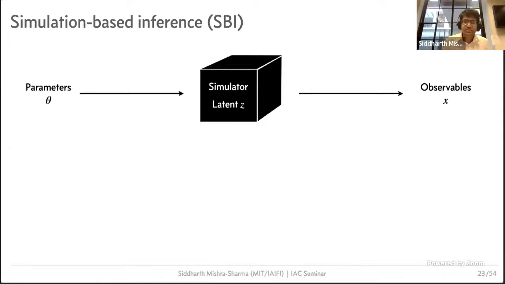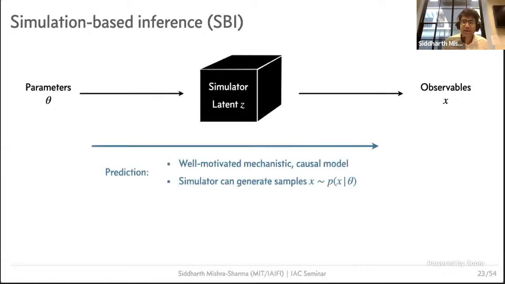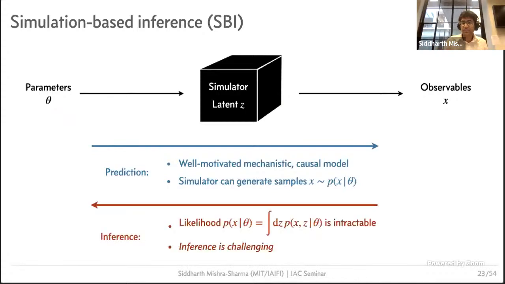And the idea here is if you have a class of models where you have some physical model for how the parameters are related to observables, you have a simulator that can generate samples from your parameters, but going the other way around is hard. So computing the likelihood is challenging. So these are exactly the classes of problems that simulation-based inference aims to solve.